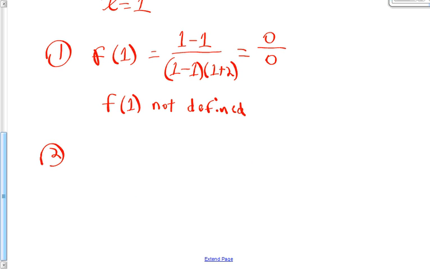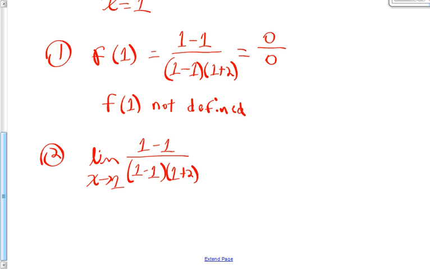So I'm going to check the second criterion, the limit as x approaches 1 of x minus 1 over x minus 1 times x plus 2. Oops, these should be x's, my fault. I copied the wrong thing; I should copy the function. Obviously, if I directly substitute 1 in, I get 0 over 0, the same way I did here.